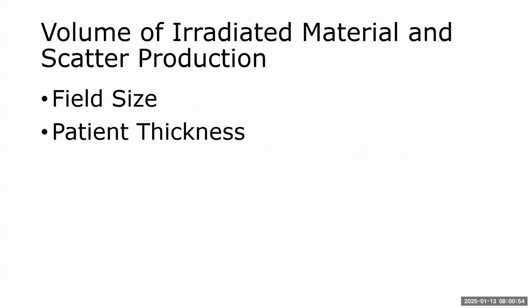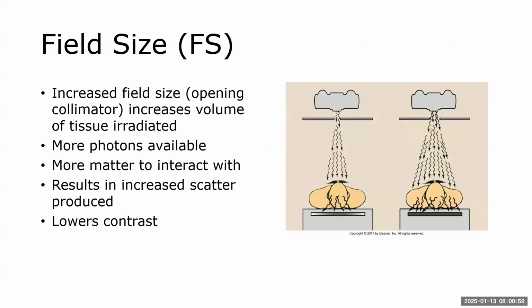So that was KVP. Now let's look at the volume of material and how it affects scatter production. So field size. Increasing the field size or opening the collimator increases the volume of tissue irradiated. That just makes sense. If you go from this much collimated field to this much, by opening the collimators out, you're exposing more of the patient's body. So increasing the field size increases the volume of the tissue irradiated.